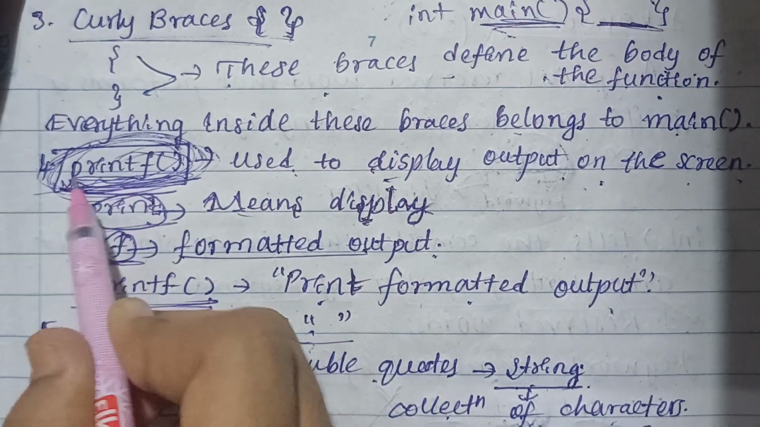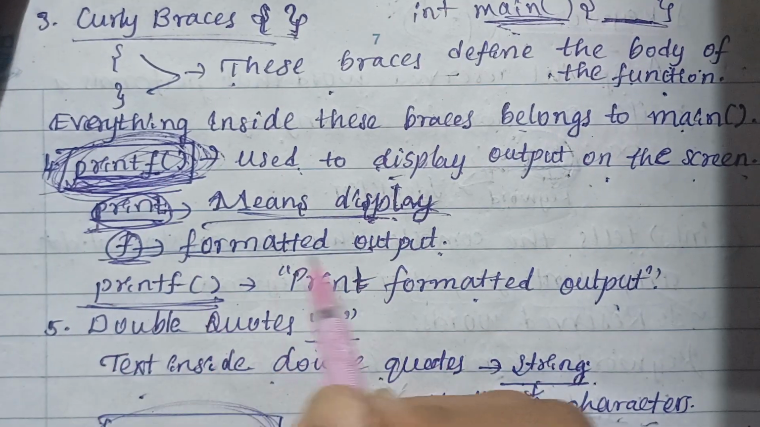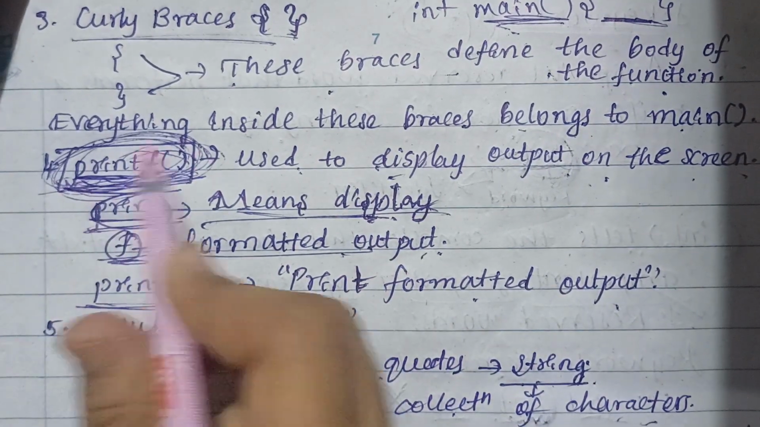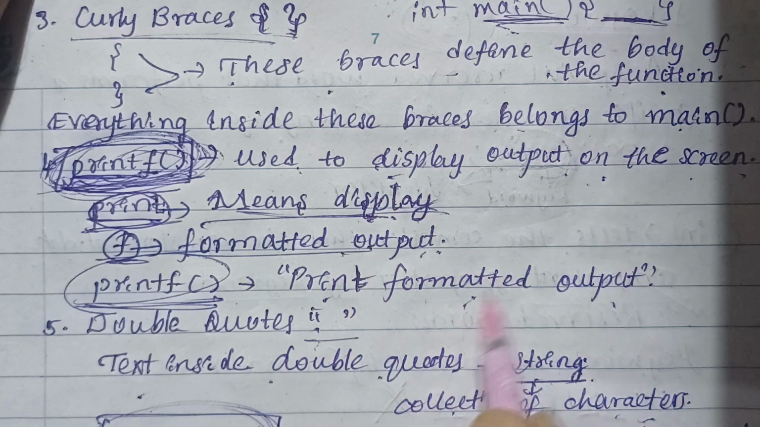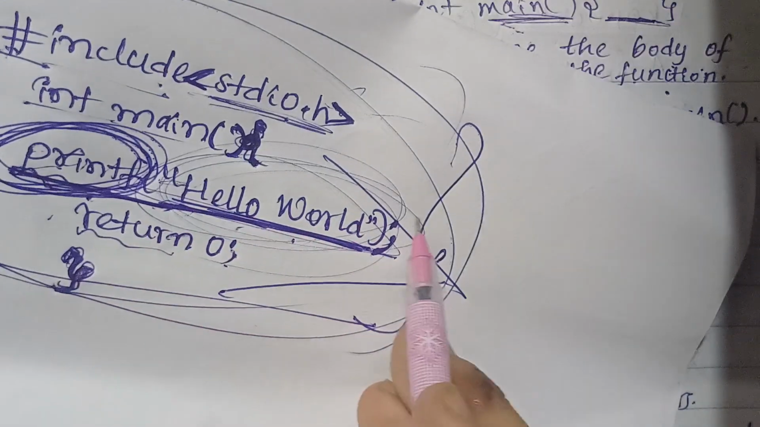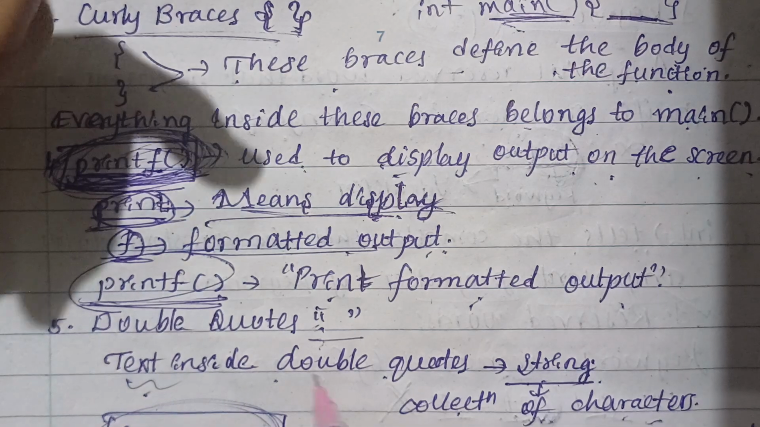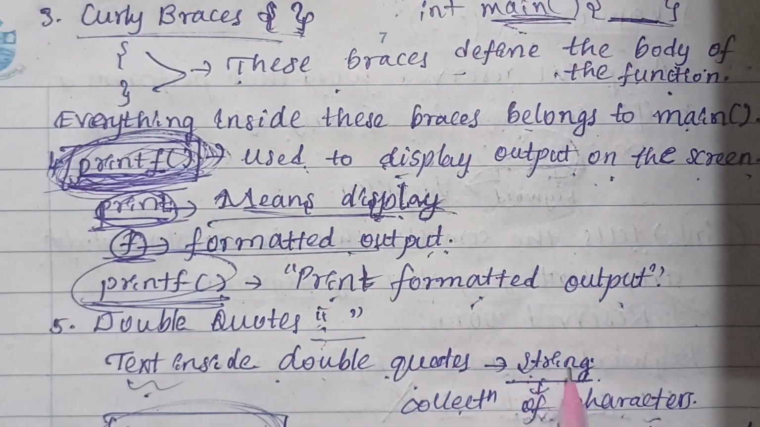Here, print is nothing but displaying, and this f stands for formatted output. This printf is totally print formatted output. Okay, and then you can see double quotes. See, this hello world is written within double quotes. What do these double quotes actually indicate? The text inside double quotes is nothing but your string.